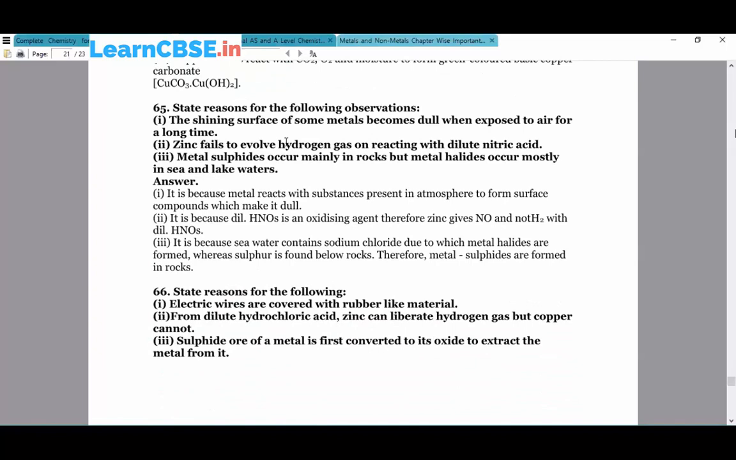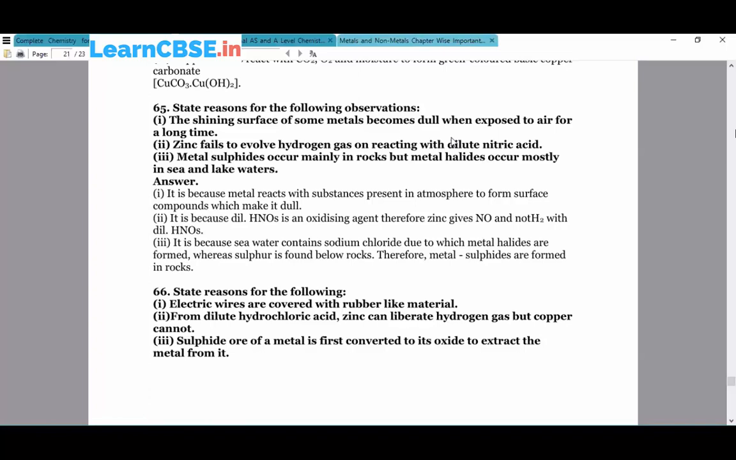State reason for the following observations. The shining surface of some metals becomes dull when exposed to air for a long time. It is because the metals can react with the atmosphere and form surface compounds, which makes them dull.